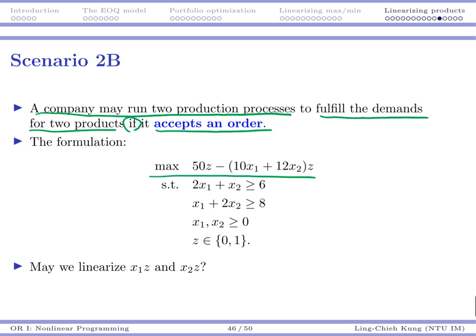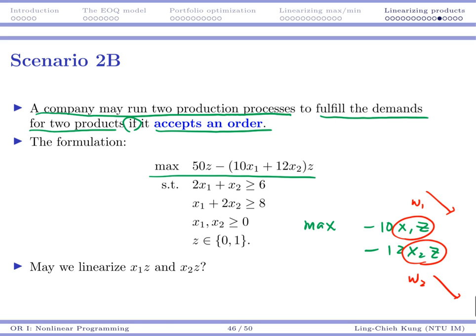When you take a look at this formulation, the nonlinearity appears in the maximization objective function. We are maximizing negative 10 times x1z minus 12 times x2z. We have some other terms, but the nonlinearity appears here. So we may see that if there is no limitation on x1z and x2z, say if we replace this one by w1 and this one by w2, naturally if there's no restriction on w1 and w2, we will try to make w1 and w2 as small as possible so that we may maximize our objective function.